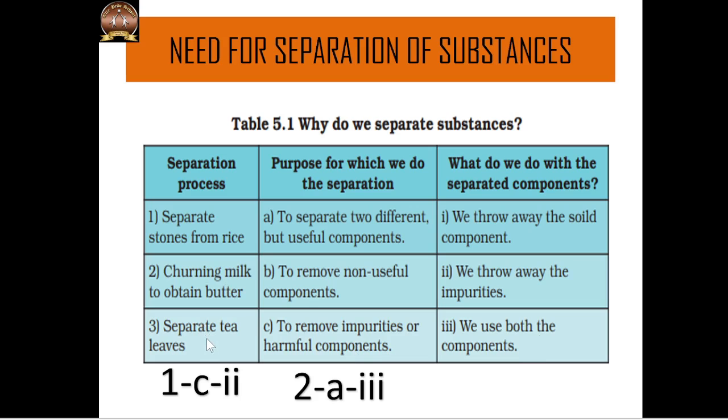So then the last one is to separate tea from these. Why do we do this? We do this because only one of those components is useful to us, the other has already done its job, and we do not need it in that particular thing again. So we have to separate it so that we can throw away the solid component.